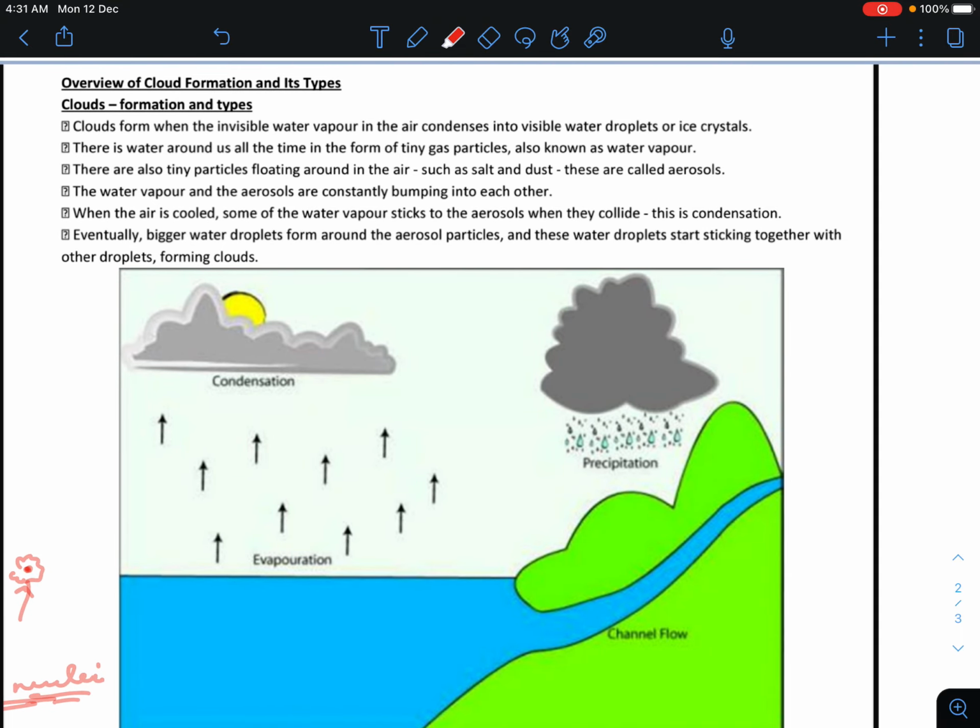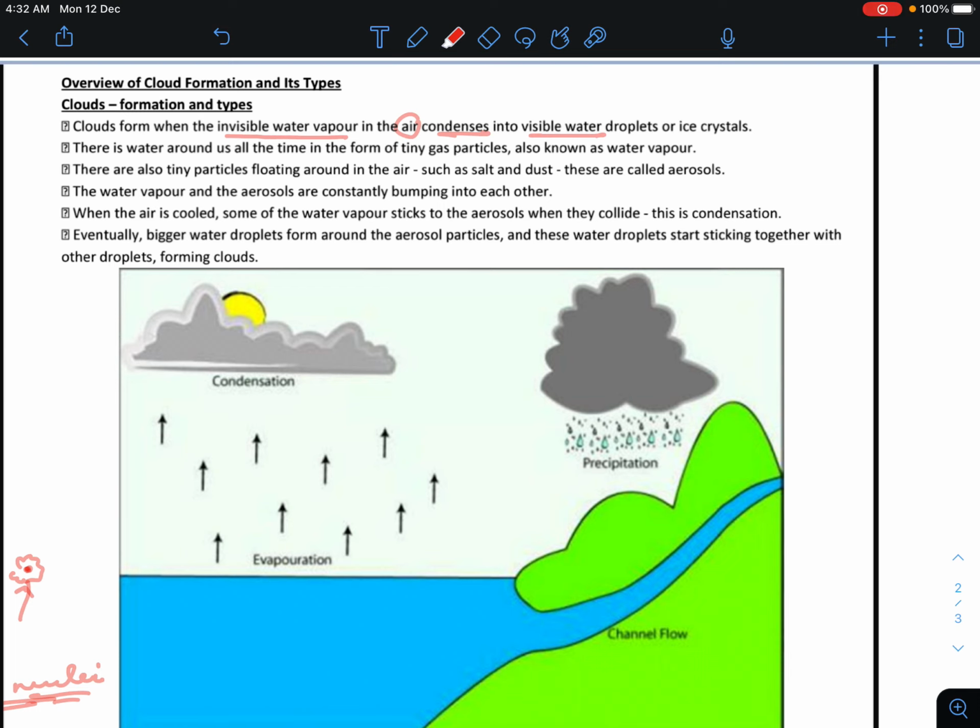Clouds form when the invisible water vapor in the air condenses into visible water droplets or ice. We already know that the water vapor present in the atmosphere is invisible. The first point to remember is that this invisible water vapor is going to condense into visible water droplets or ice crystals.